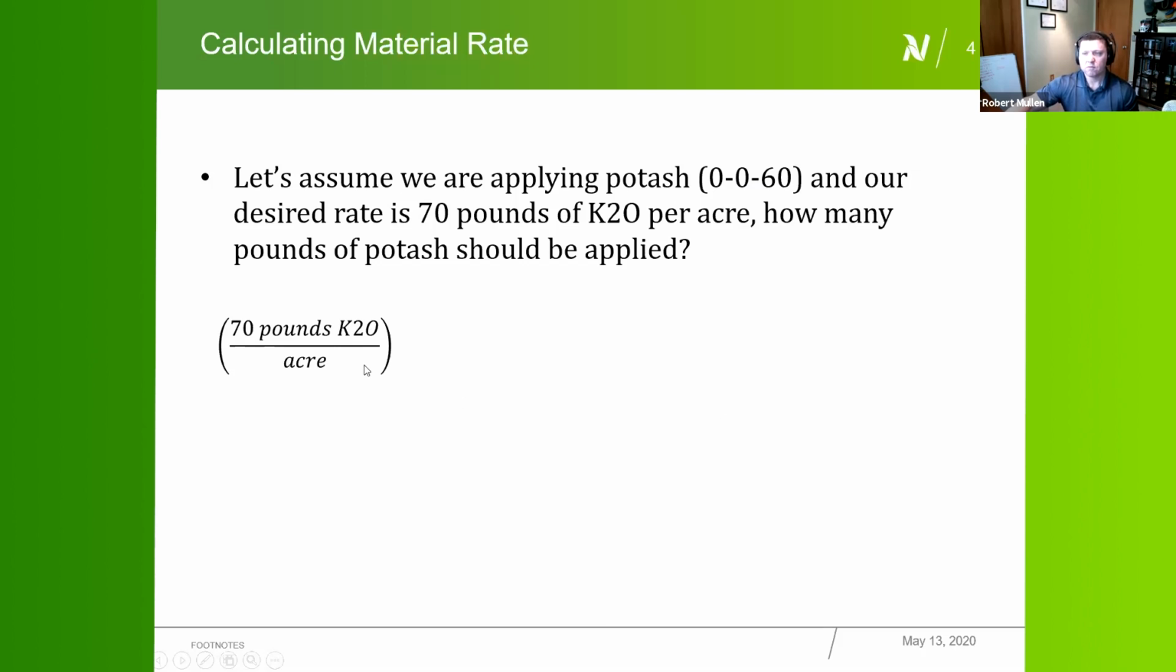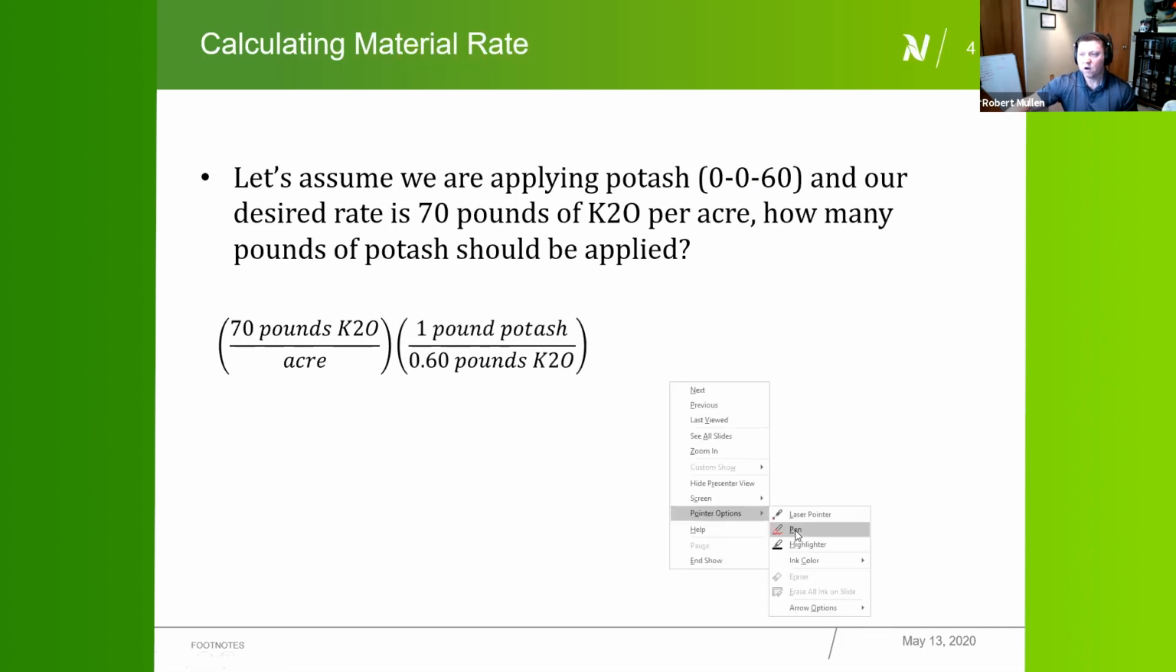All right, so my next process is, okay, 70 pounds. For every pound of potash that I supply, I know based upon this fertilizer analysis that I'm putting on 0.6 pounds of actual K2O. So that goes into my next parentheses. Now, all you really have to pay attention to is that what we're ultimately trying to achieve is we want these units to start canceling out.